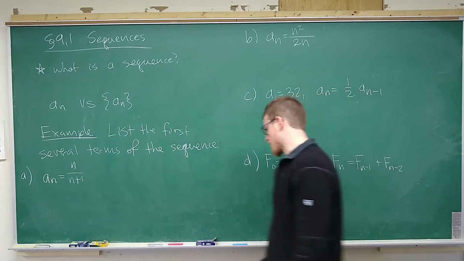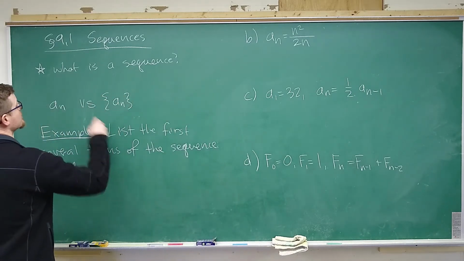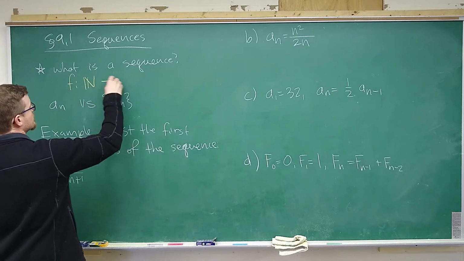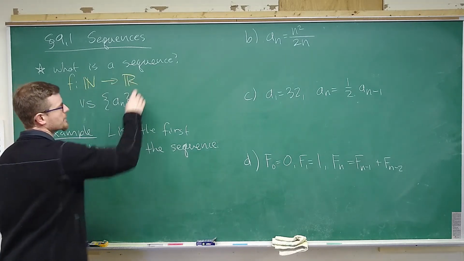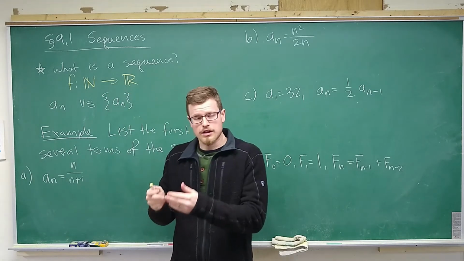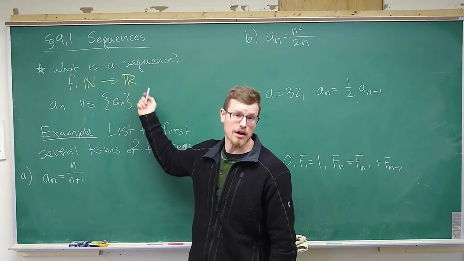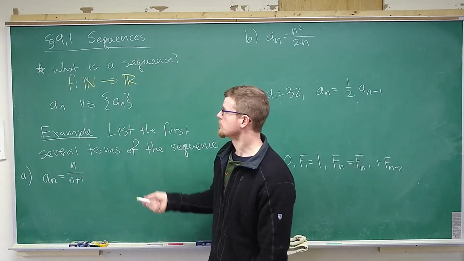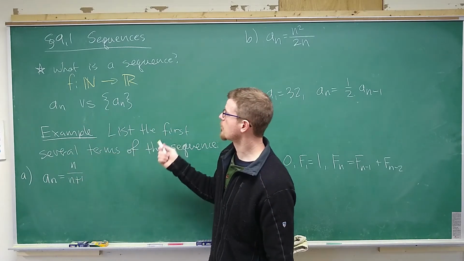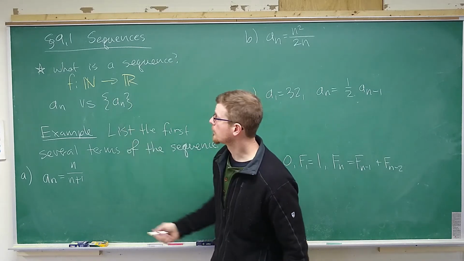Well, a sequence can be thought of as a function from the natural numbers, or the positive integers, to the real numbers. So what that gives us is a list of things that are images of the function. So f of 1 is something, f of 2 is something, f of 3 is something, and so on. And so this gives us a list of numbers, an ordered list.